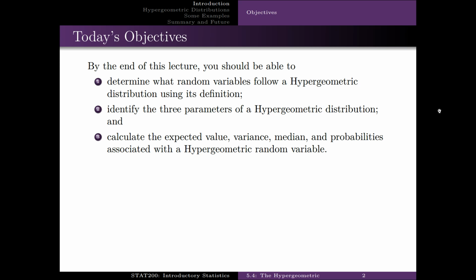So by the end of the lecture, you should be able to determine which random variables follow the hypergeometric distribution using its definition, identify the three parameters of a hypergeometric distribution, and calculate the expected value, variance, mean, and probabilities associated with a hypergeometric random variable.